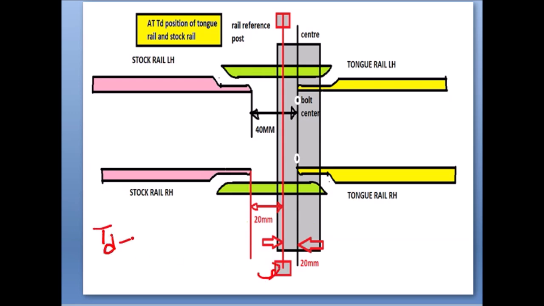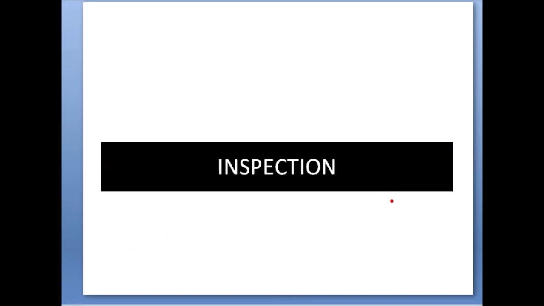Now let us take TD plus 10 we have taken. What should be the position? 19 mm from here. So our tongue rail should be 19 mm from here, right? 19 mm. What is the initial position? You check it. So what you have to do, I will show here.